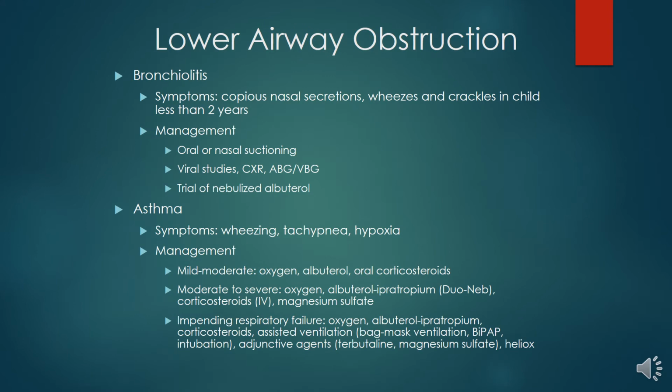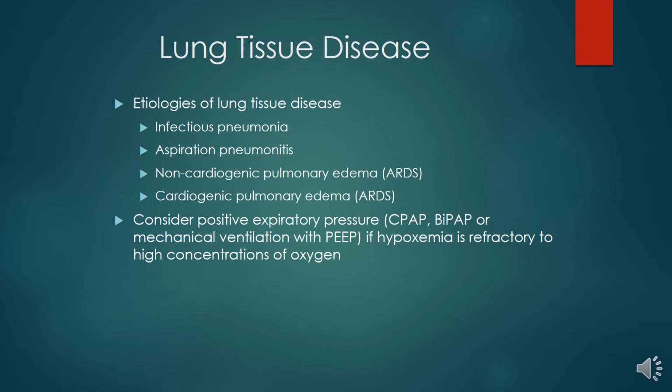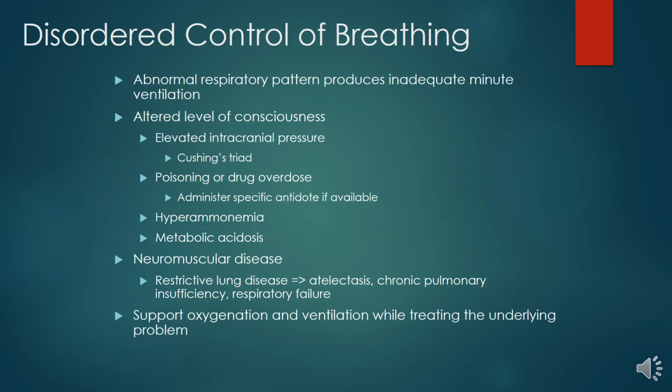Lower airway obstruction includes bronchiolitis, which is due to infection, and asthma, with symptoms of wheezing and tachypnea, and can be assessed by severity: is it mild to moderate, moderate to severe, or is impending respiratory failure there. Lung tissue disease could be infectious, aspiration related, ARDS, which is the non-cardiogenic version, and the cardiogenic version, pulmonary edema. Consider giving positive end-expiratory pressure, CPAP, BiPAP, or mechanical ventilation.